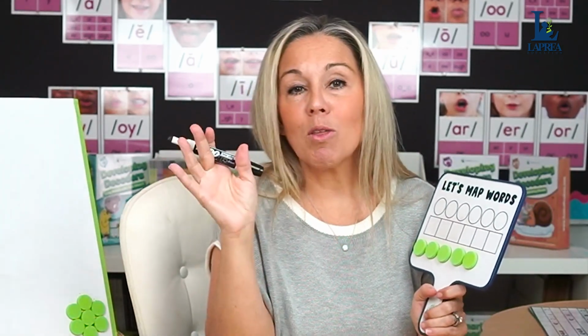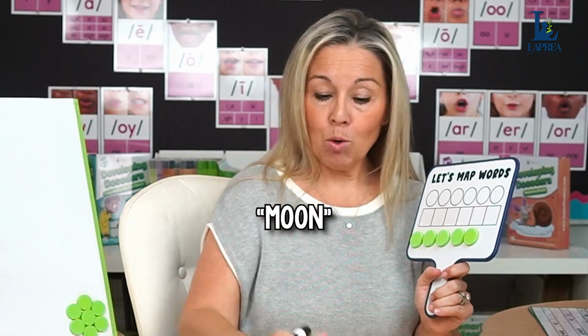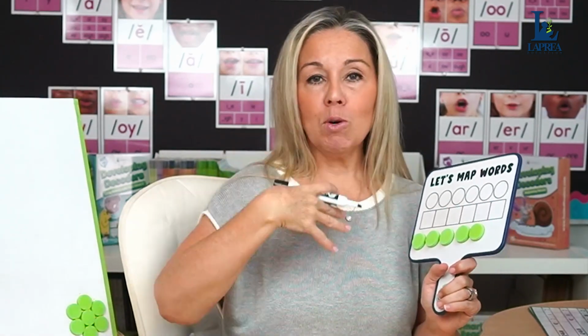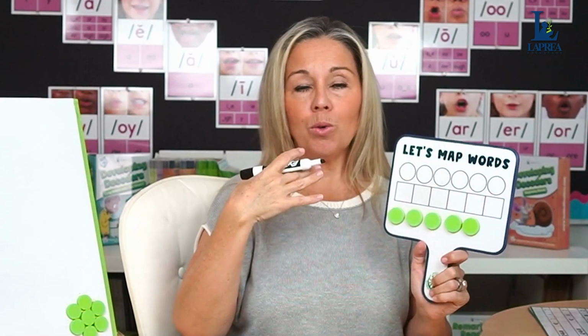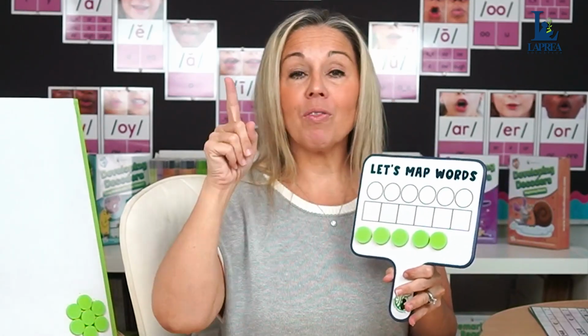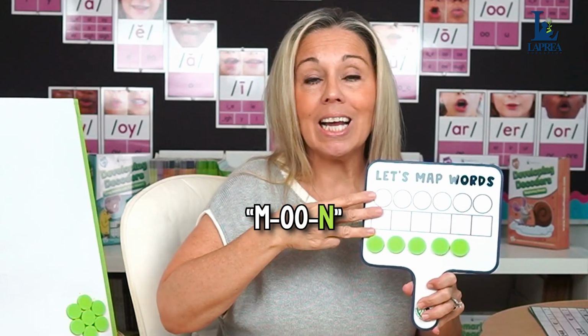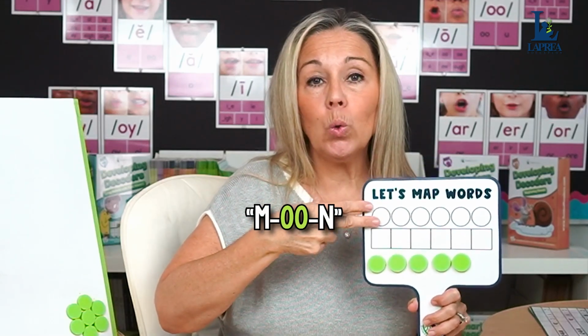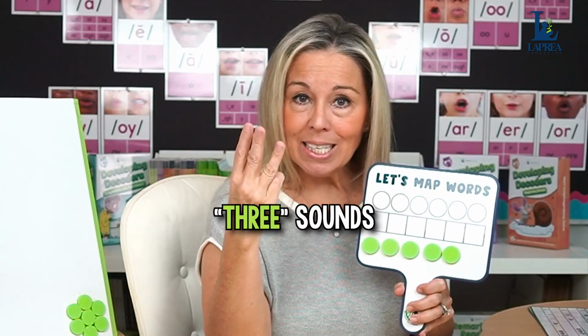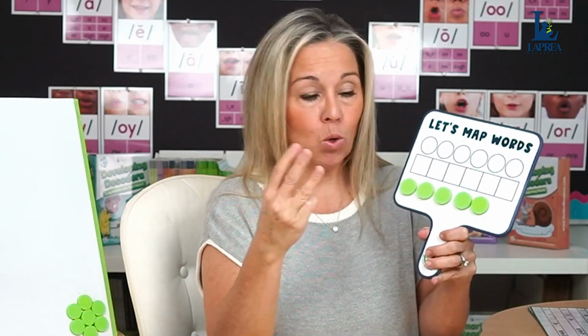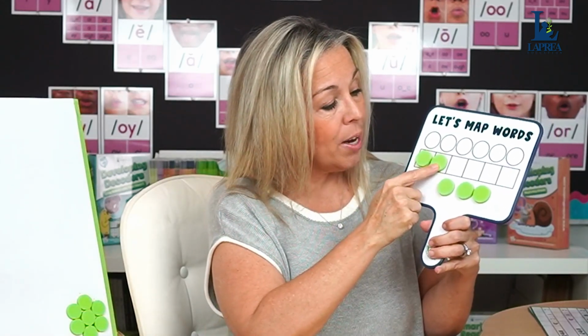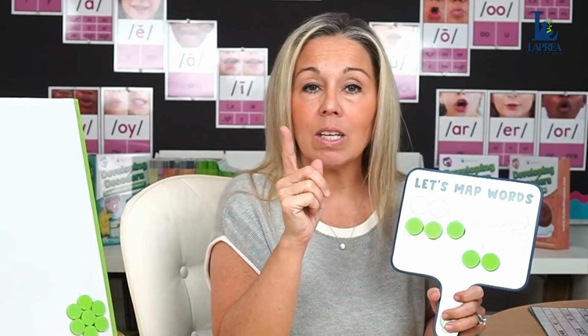Next, let's map the word moon. I say moon, students say moon. Moon, moon, moon, moon. Now we tap out the sounds or phonemes in moon. M, oo, n. Again, m, oo, n. There are 3 sounds in the word moon. So we bring up our 3 discs for the 3 sounds in moon.